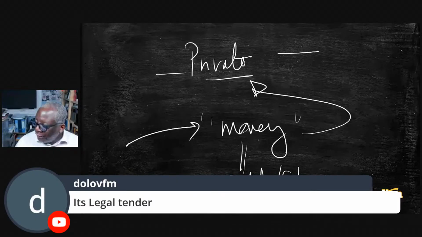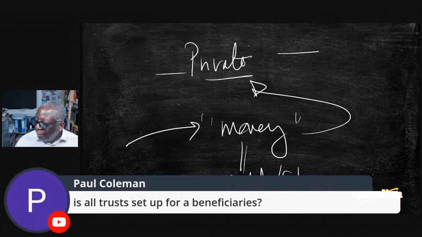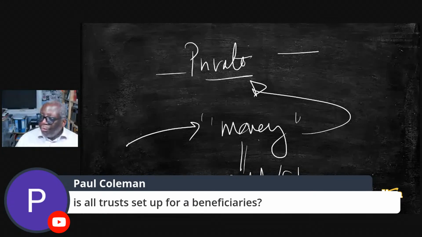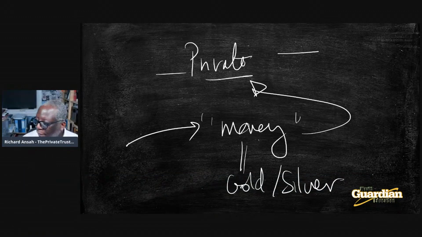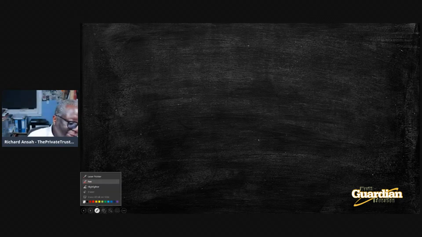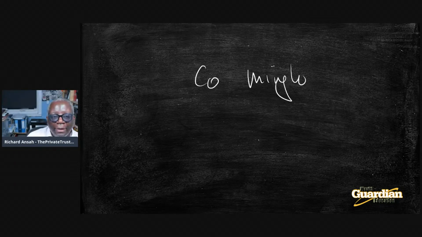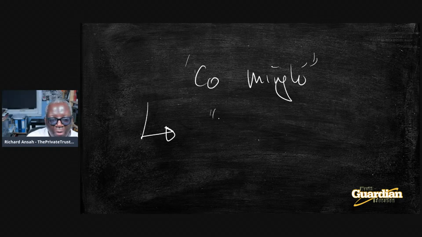Legal tender. Okay, we're getting closer. Paul says all trusts are set up for beneficiaries. Yes, without a beneficiary, there cannot be a trust. All right, so the answer I'm looking for is because money is public. I know it might sound really obvious, but that's a commingle. So it does put some limitations, especially if I'm using equity jurisdiction.